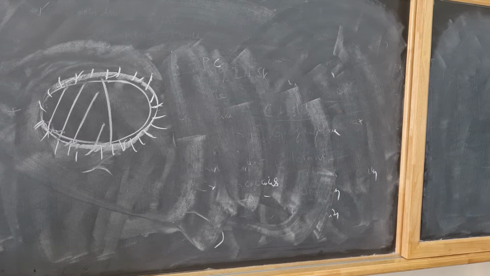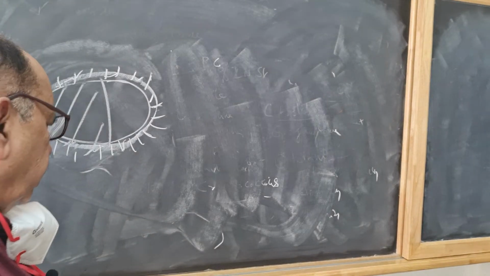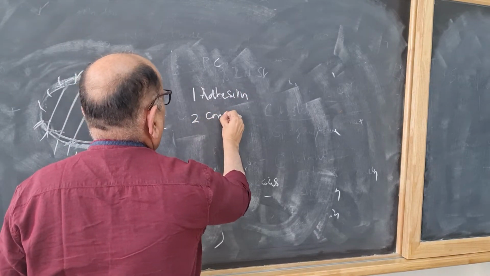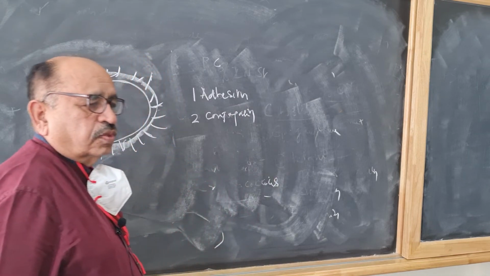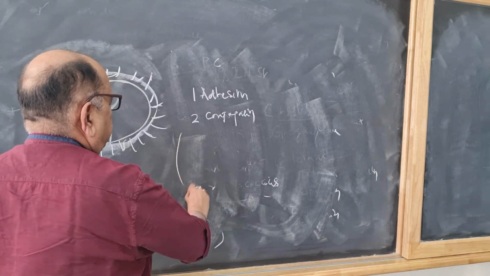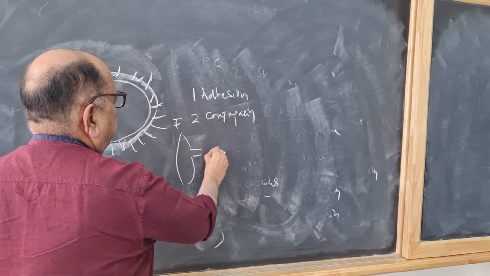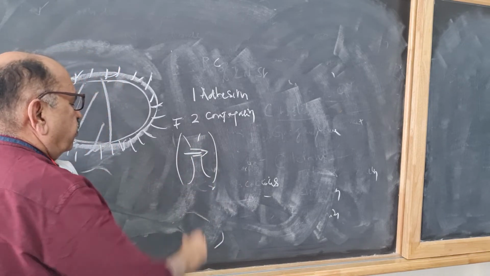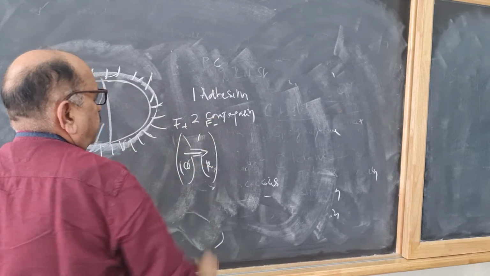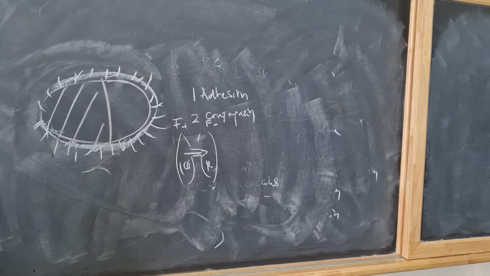The important properties of fimbria are adhesion and, second, conjugation. So, what is conjugation? When F plus fimbria meets F minus fimbria, the chromosomal material is transferred from one bacteria to another bacteria. This is called conjugation or sex reproduction. F plus fimbria gives maleness to the F minus bacteria, through which chromosomal material is transferred from one bacteria to another.